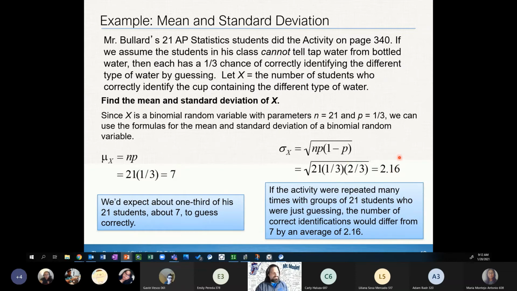Again, these are much, much easier to use than our other types of calculations for mean and standard deviation of random variables. So it is nice that they are here. Is there anything I can clarify about this example?